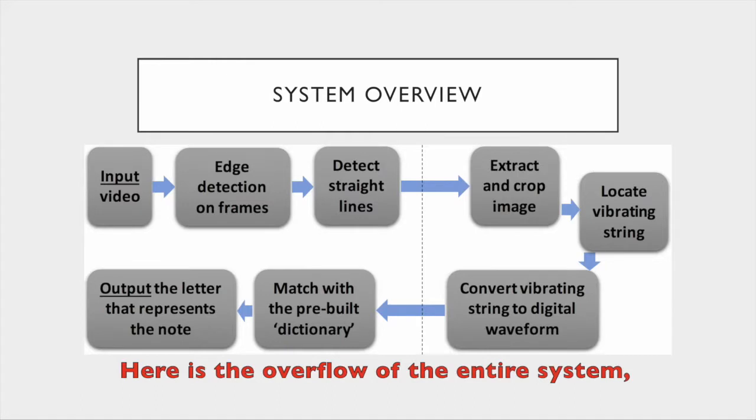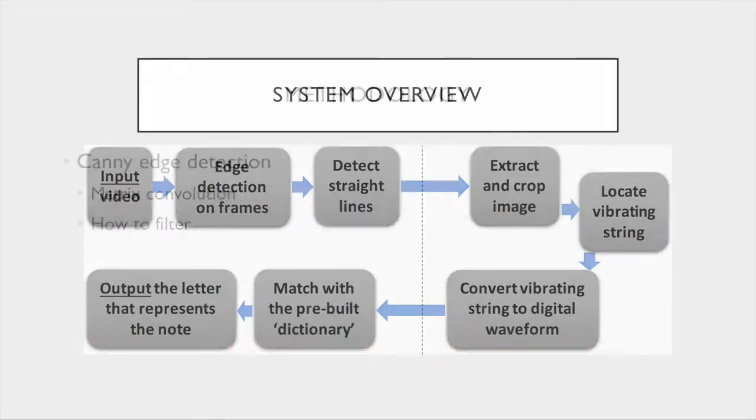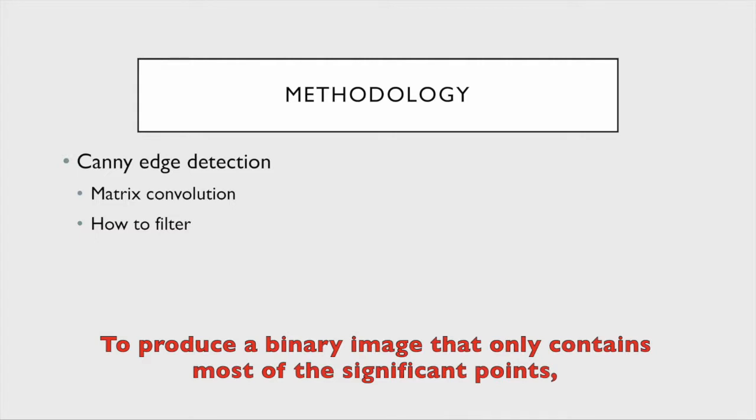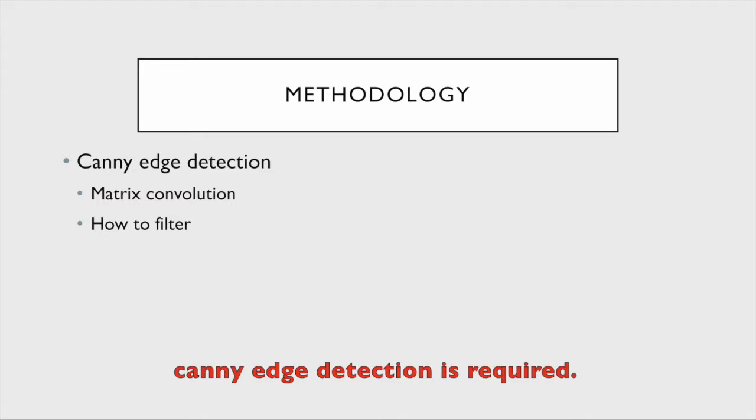Here is the overview of the entire system. The sections will be discussed in the further part of the presentation. To produce a binary image that only contains most of the significant points, Canny edge detection is required.